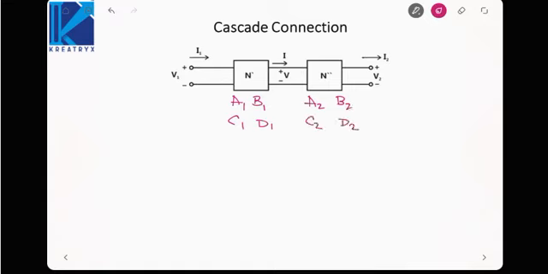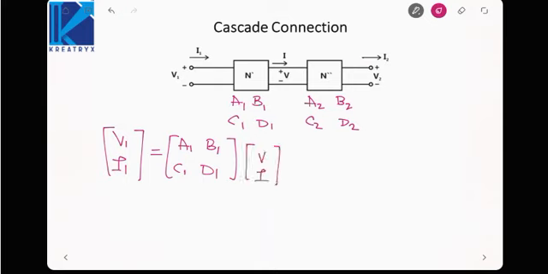Now here, if you express the relationship between the input and the output parameters of network 1, V1, I1 will be equal to the matrix A1, B1, C1, D1 times Vi, Ii. What about the other network? The input port parameters are Vi, Ii, and the outputs are V2, I2. The parameters will be A2, B2, C2, D2 times V2, I2.